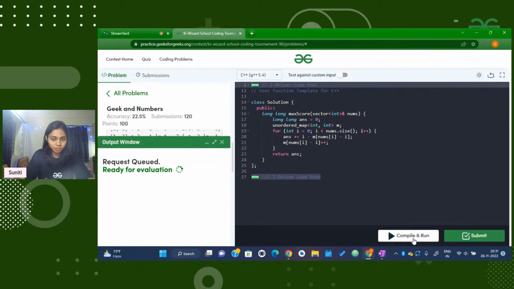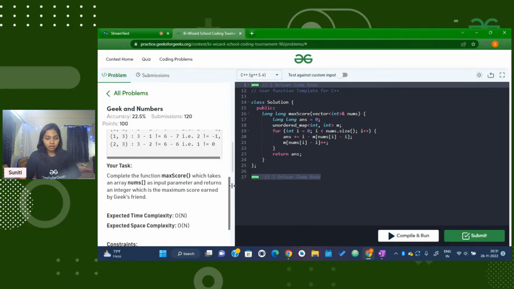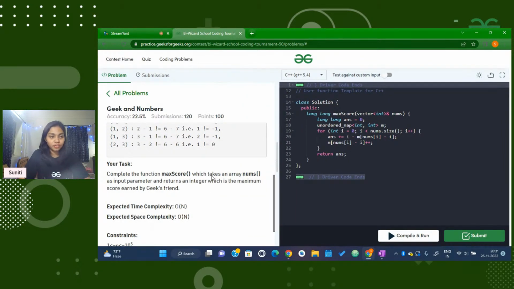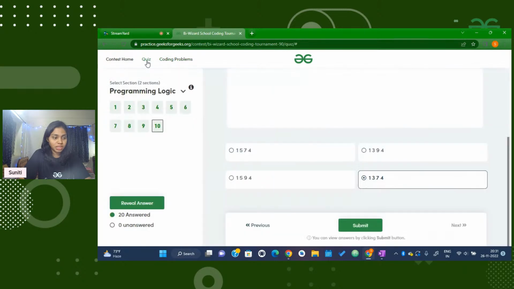All right, so that is the solution that we can use for solving this question. Okay, so that was all about the 3 coding questions that we had, and we have solved the quiz questions as well. So that was all about the post contest analysis of this Biwizard tournament.